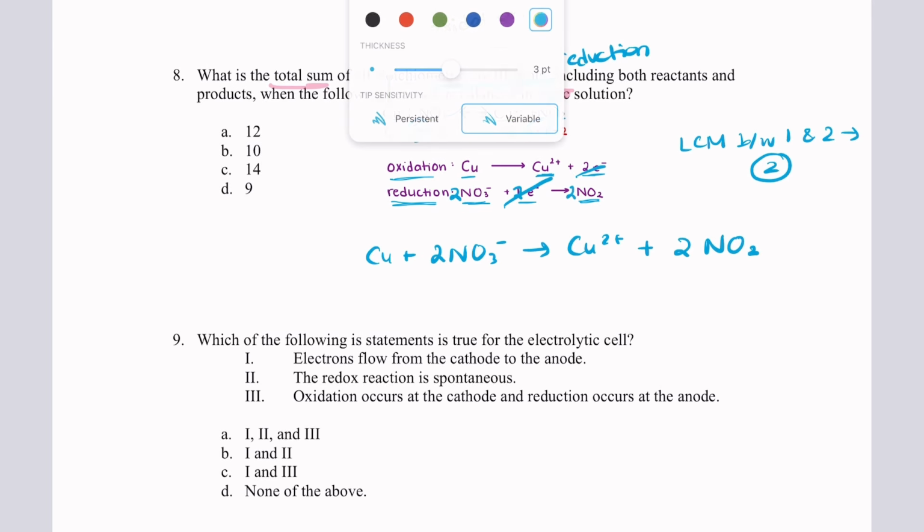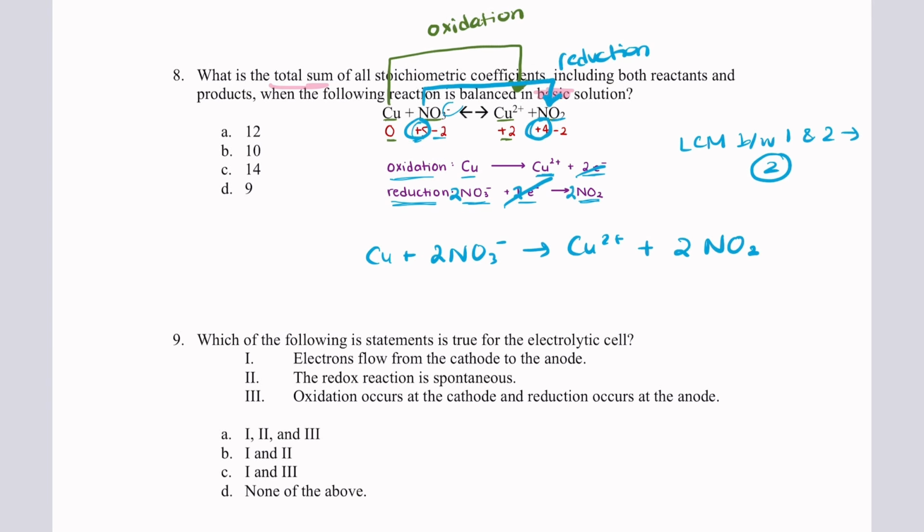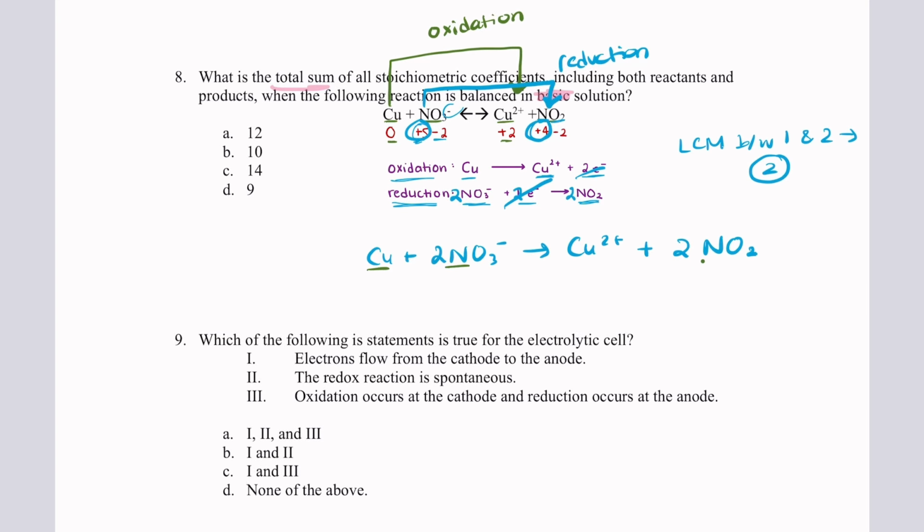At this point, it becomes important to balance oxygen in basic solution. Copper and nitrogen are balanced. It's just oxygen that we're concerned about. In fact, the products are short 2 oxygens compared with the reactants. The reactants have 6 oxygens and the products have 4.